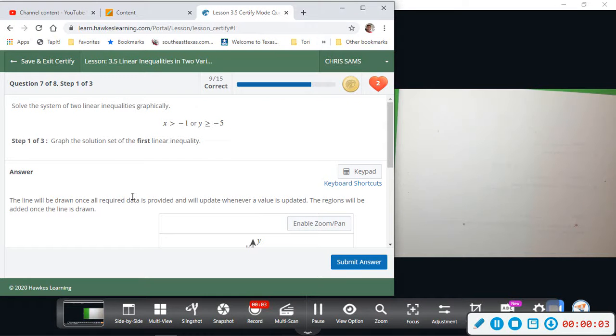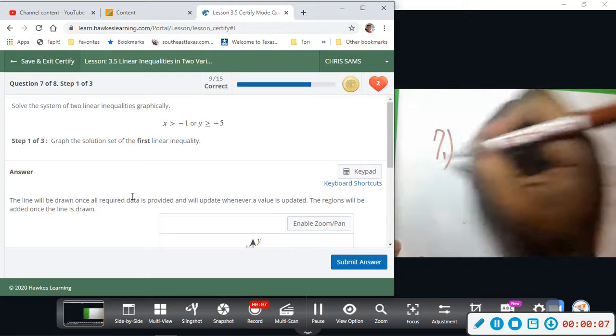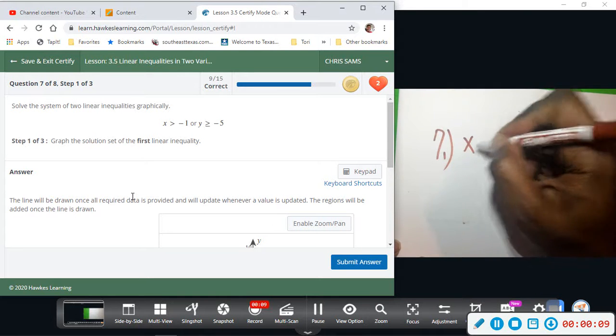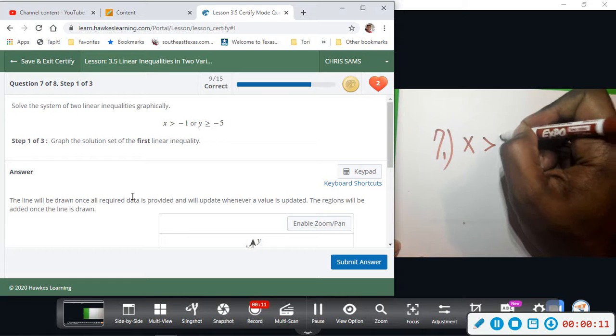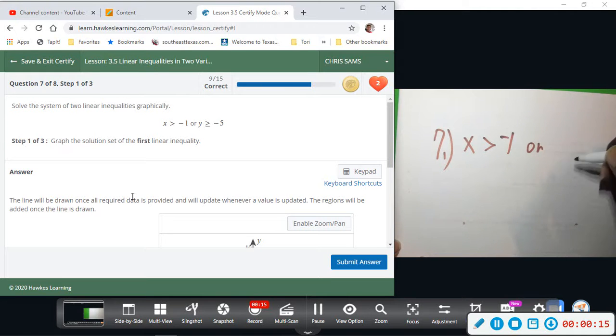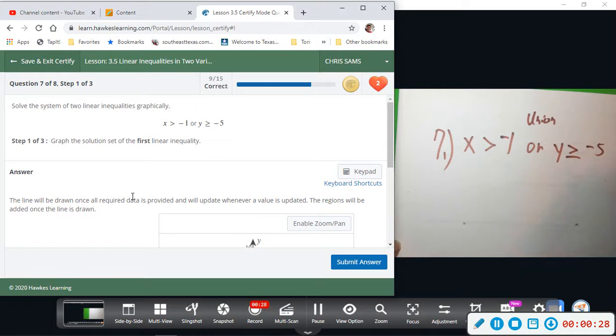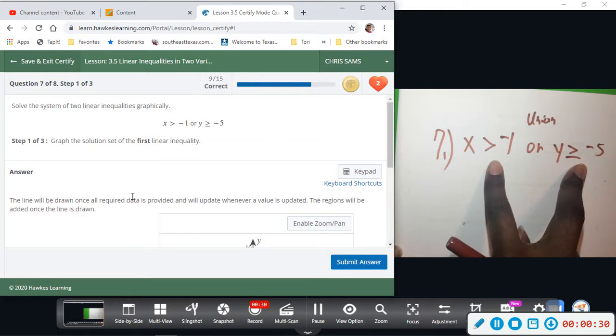Right, number 7. We just have to shade x is greater than negative 1, and it says "or" this time, y is greater than or equal to negative 5. So "or" is the union. So it's this one or this one. It kind of adds those pieces together.